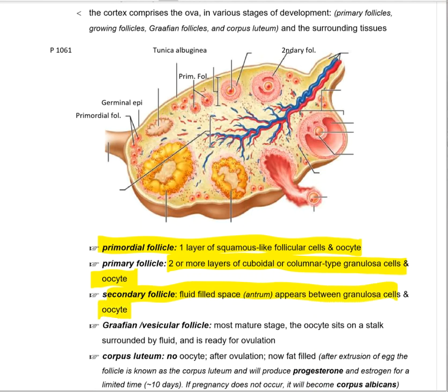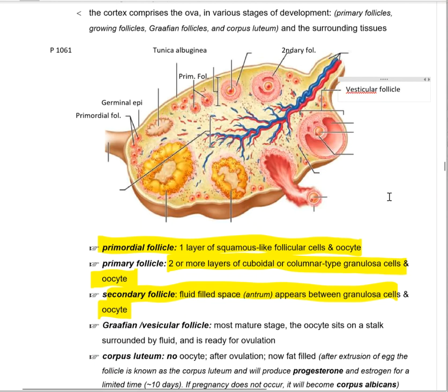And then what happens is the oocyte will tend to move to one side, and we'll get a really big antrum. See right here, this is a really large antrum. Here's the oocyte, and it's on a little stalk, okay? And this is called a Graafian or vesicular follicle.